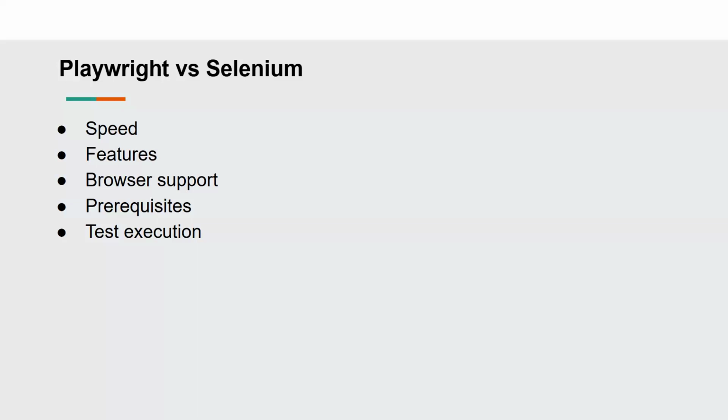There are also very few prerequisites that need to be done when you're running with Playwright. And about test execution, as I talked about, you can rerun the test, and the test execution is faster. You can repeat the test. So these are the features you get on Playwright that are not available in Selenium. Okay. Can we move to the next slide?